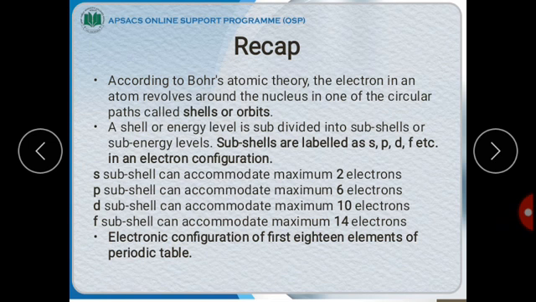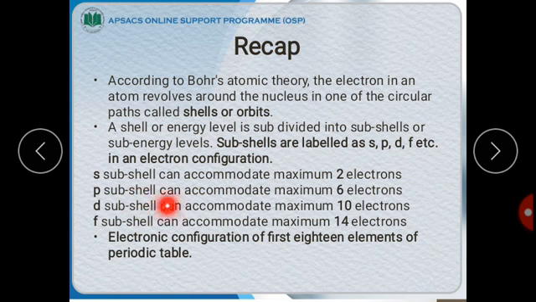According to Bohr's atomic theory, the electrons in an atom revolve around the nucleus in circular paths called shells or orbits. We also discussed subshells. A shell or energy level is subdivided into subshells or sub-energy levels. Subshells are labeled as s, p, d, f, etc. And how many electrons can these subshells hold?